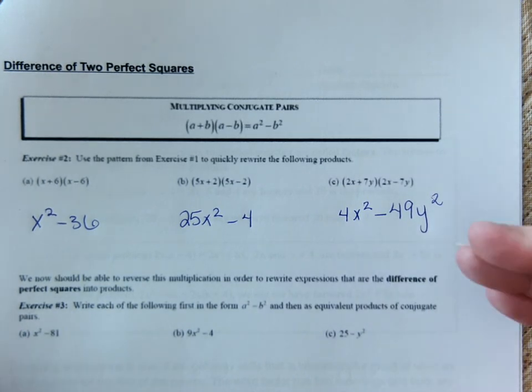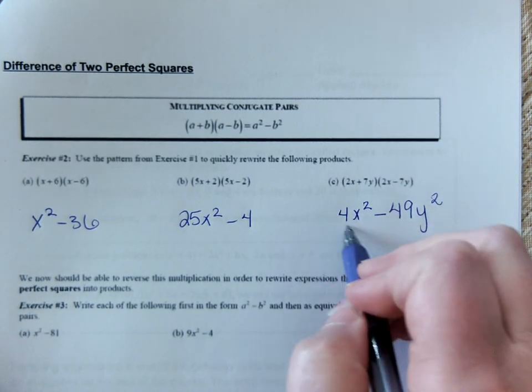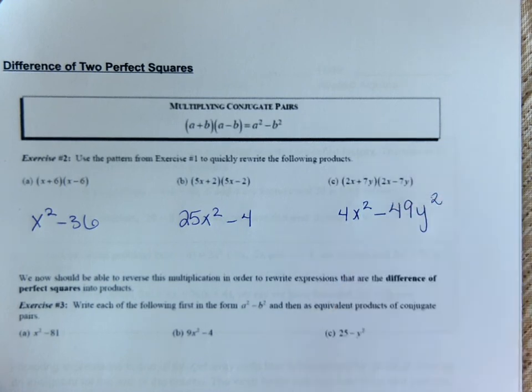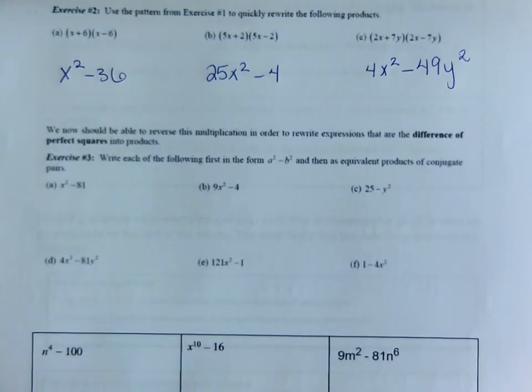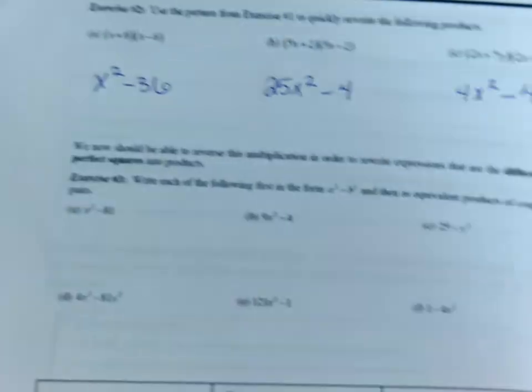So now we're going to undo that. We're going to go from this product back to the parentheses. So we should now be able to reverse this multiplication in order to rewrite the expressions that are the difference of perfect squares into products. So we're going to write each of the following first in the a squared minus b squared form, and then as equivalent products of conjugate pairs. Well, they're already in that a squared minus b squared form.